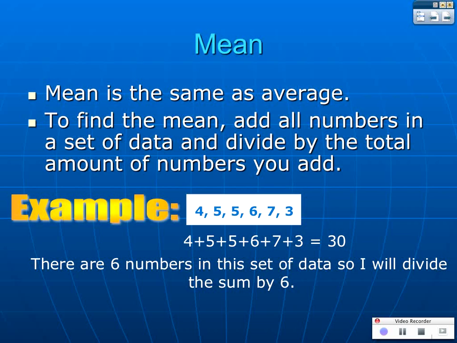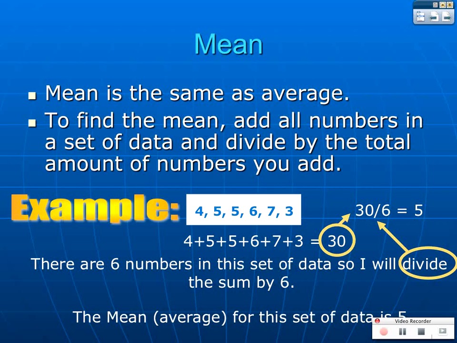If I had 30 on top of 6, it would mean divide also, okay? Because every fraction is like a division problem. The number on top goes inside the box, the number on bottom goes on the outside. The mean, or the average, for this set of data is 5.